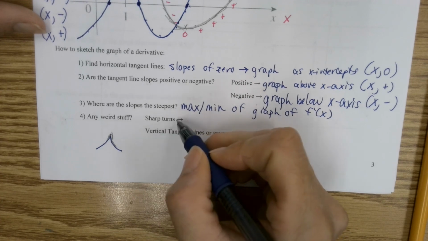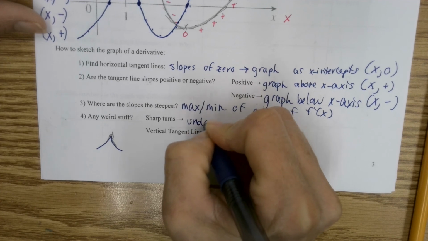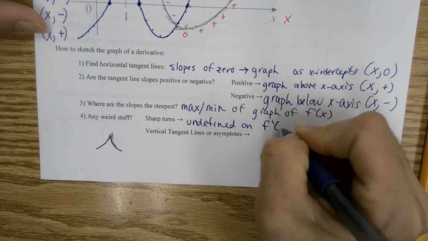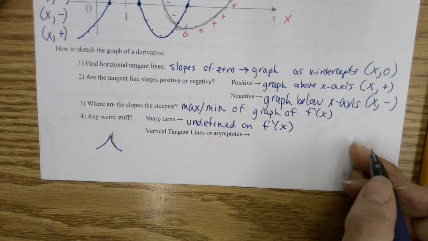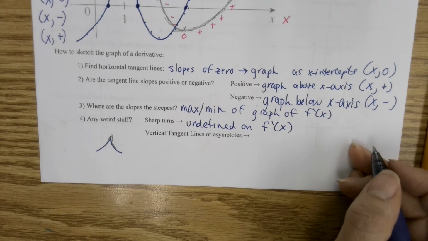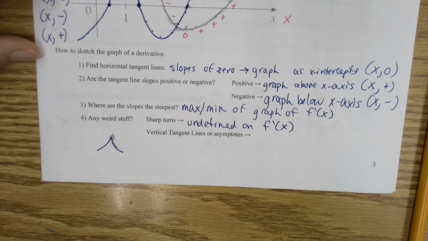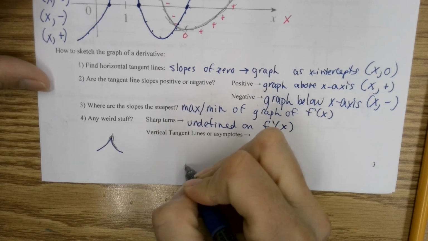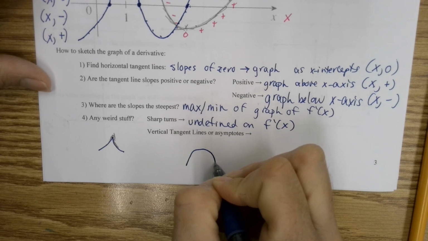So a sharp turn has a point that is undefined on the graph of f prime of x. That could look like an open circle. It also could look like vertical asymptotes. And then the last set of weird stuff would be if you have a vertical tangent line or an asymptote. So an example of that might be, let's say you have something that looks like this.